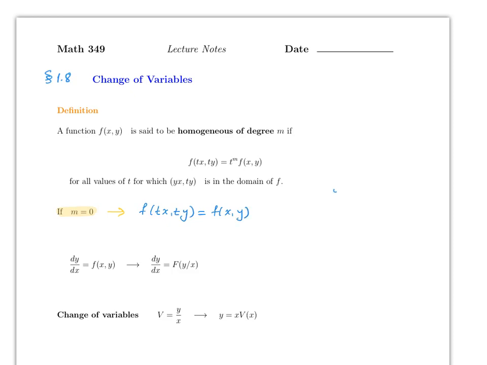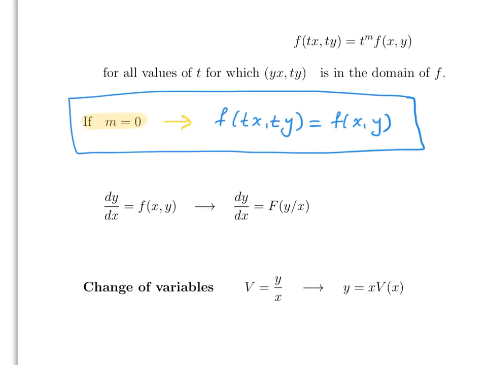Now, don't forget that y prime is technically another name for f of x, y. So for our purpose in this section, this is what we're going to focus on. Therefore, the method we're going to use works only for homogeneous functions of degree 0. If you remember from the last two sections, we've been solving differential equations of this type. So what we're going to do is a change of variable, hence the name of the section.